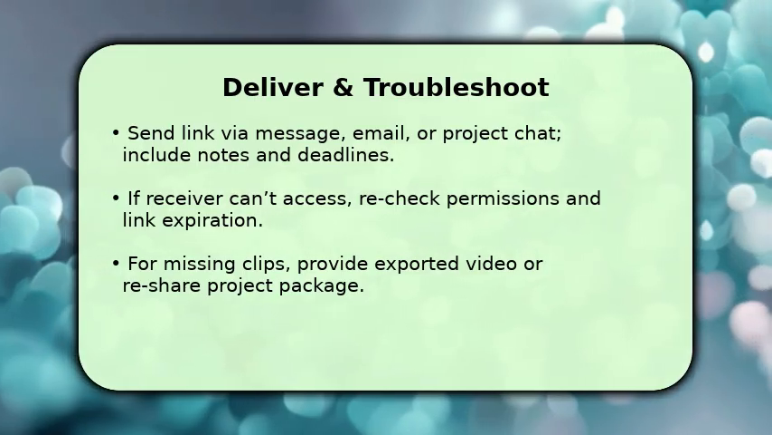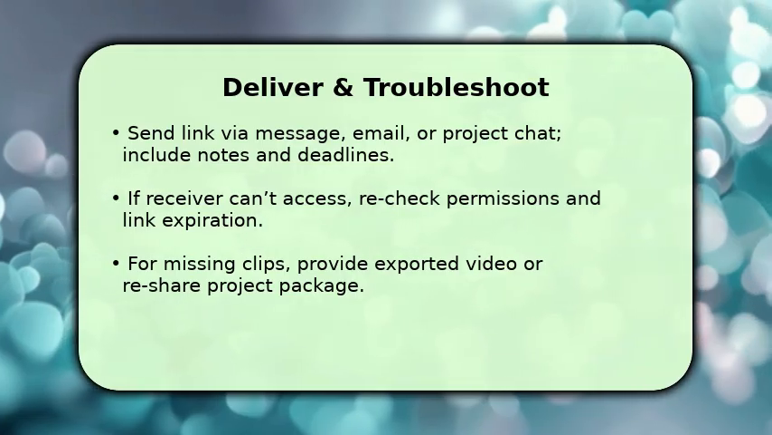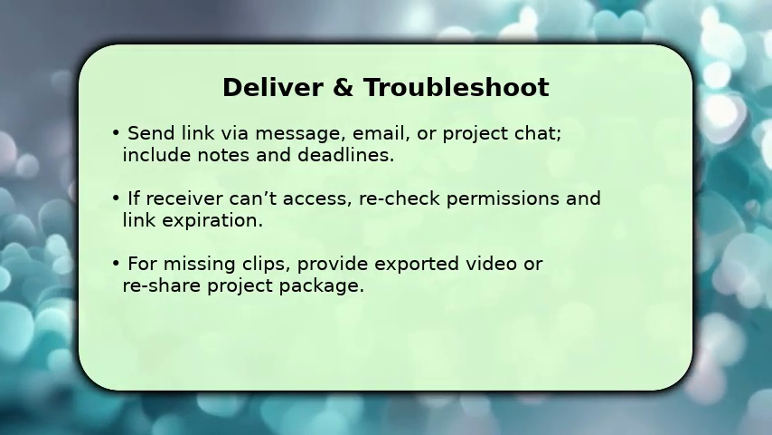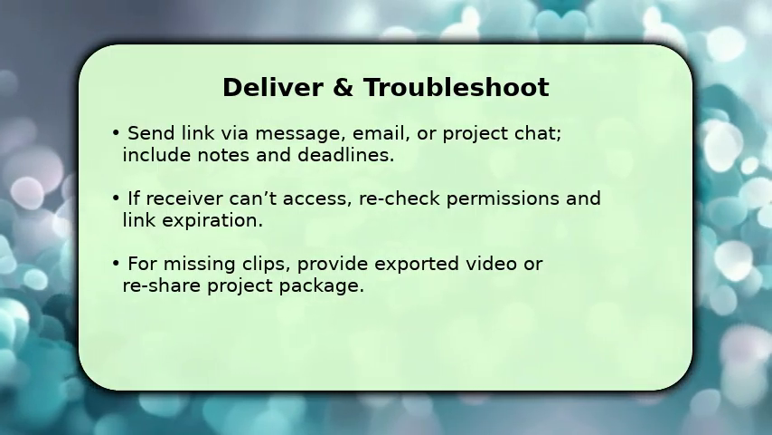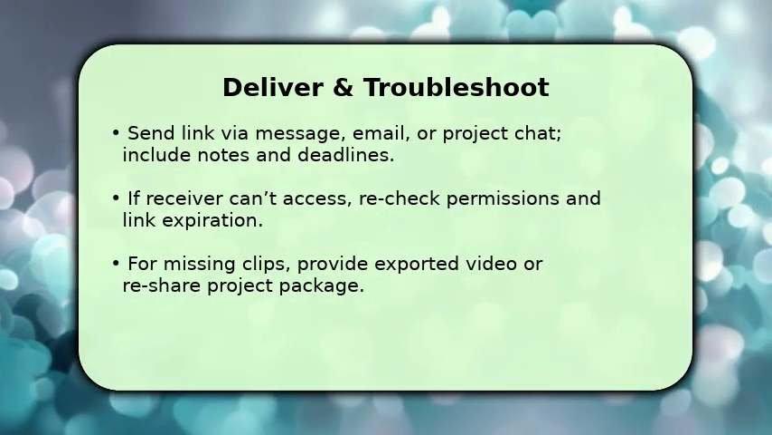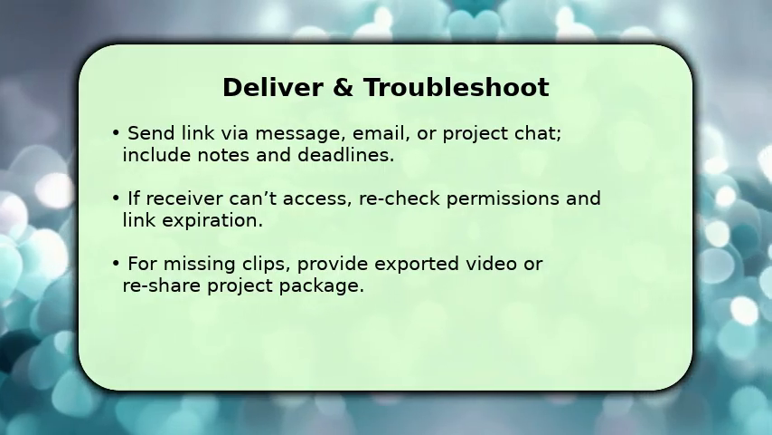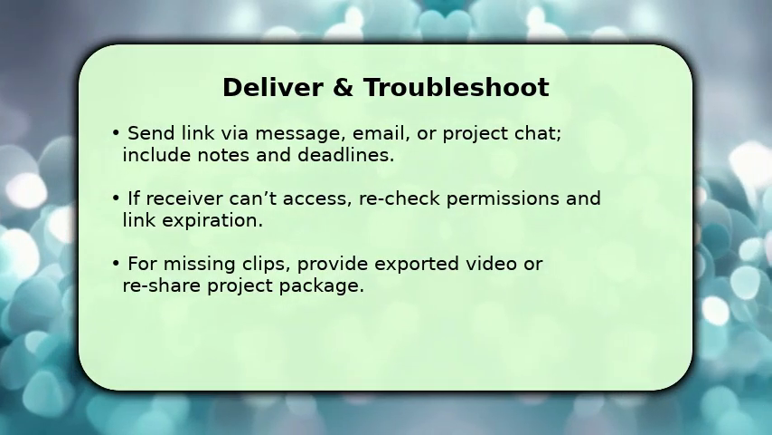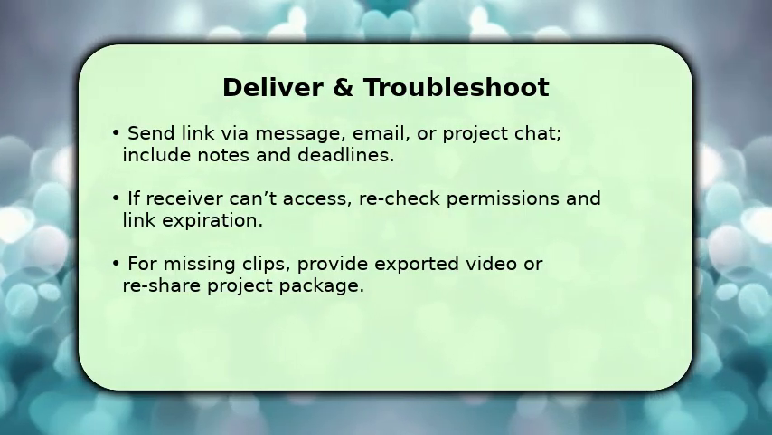If the recipient reports access problems, immediately recheck permissions and whether the link expired. Adjust and resend. If collaborators see missing clips or fonts, export and share the finished video as a backup or send a repackaged project. One quick troubleshooting tip: log out and back in or recopy the link to clear transient permission glitches.